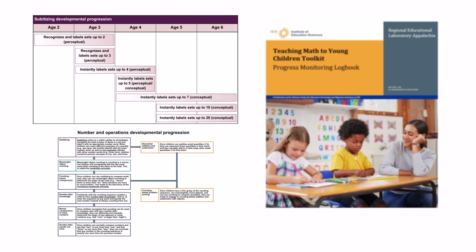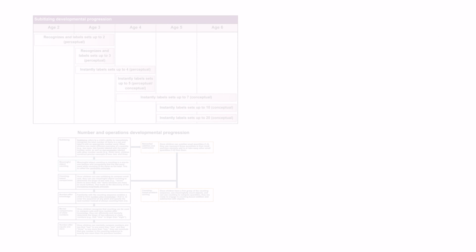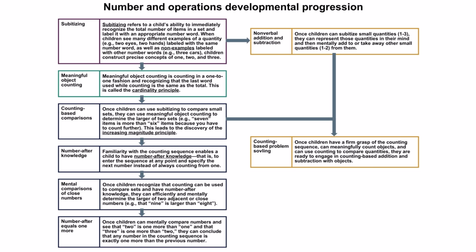The developmental progression for subitizing was previously discussed in videos 1 and 3 of this module. So, let's take a look at another valuable progress monitoring resource, the number and operations developmental progression. This progression illustrates the general sequence in which most children develop the core early number and operation skills covered in all 4 professional learning modules. The arrows indicate how the skills build upon each other. The colors represent the math content of each module, and in doing so, also show the relationship between the modules.